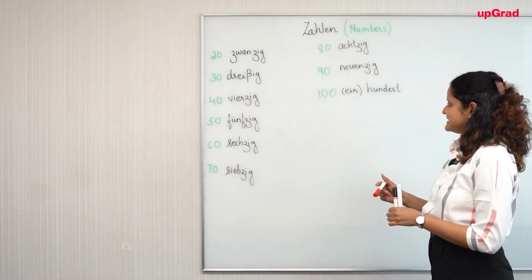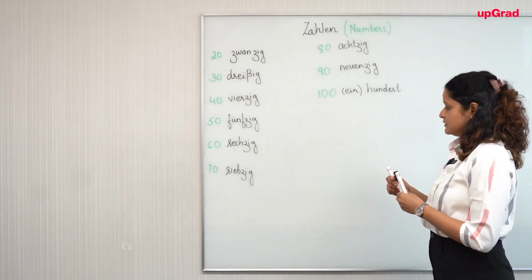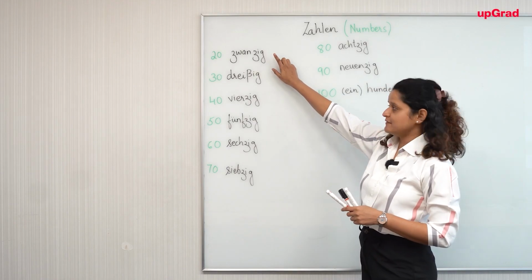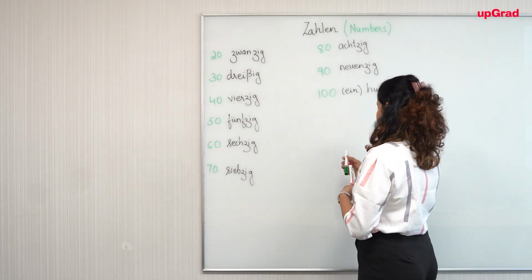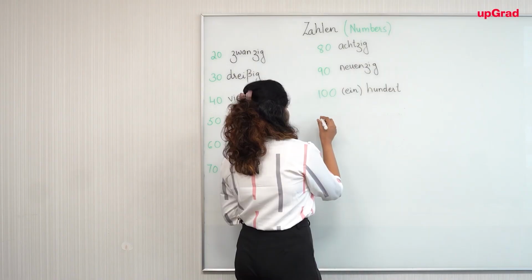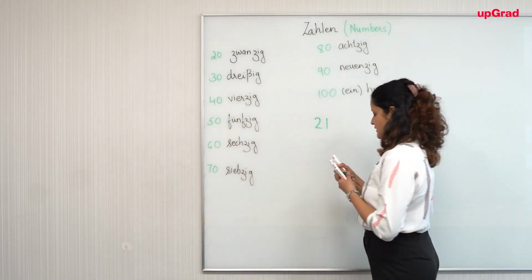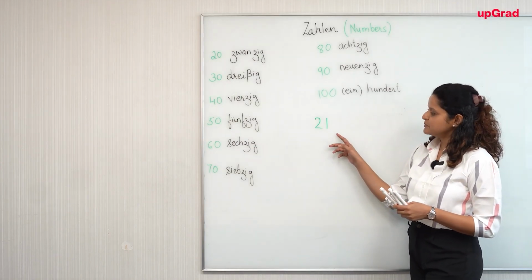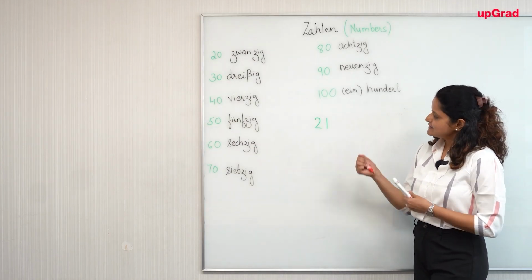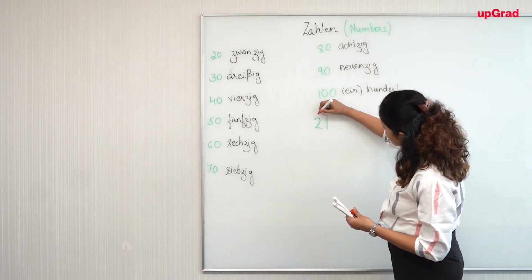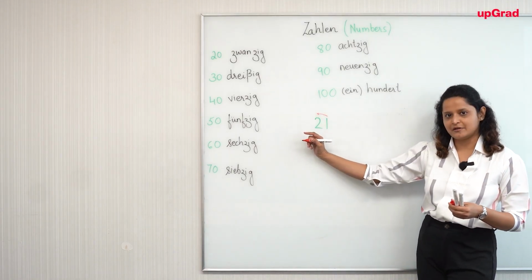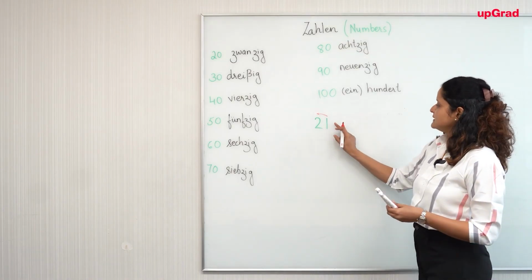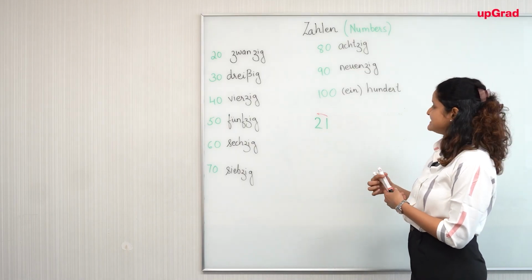For the sake of example, let's take the number 21. Till 20, we have 20. Now let's take a look at number 21. If you look at the two-digit numbers that we have in German, these numbers follow a pattern. That is, these numbers go from right to left. That is, they go from the units to tens. So the number here that we have is 1.